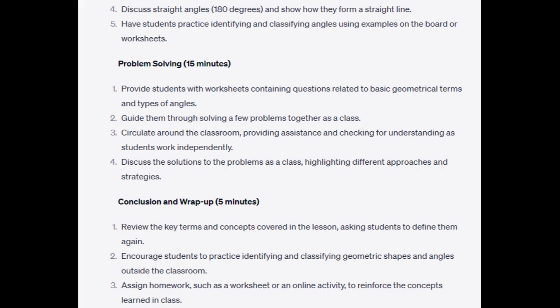Conclusion and wrap-up, 5 minutes. Review the key terms and concepts covered in the lesson, asking students to define them again. Encourage students to practice identifying and classifying geometric shapes and angles outside the classroom. Assign homework, such as a worksheet or an online activity, to reinforce the concepts learned in class.